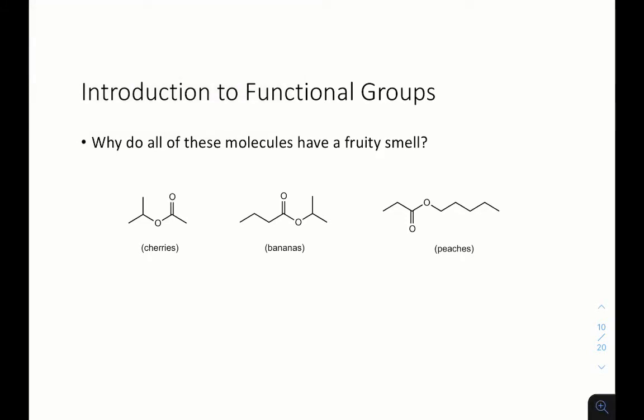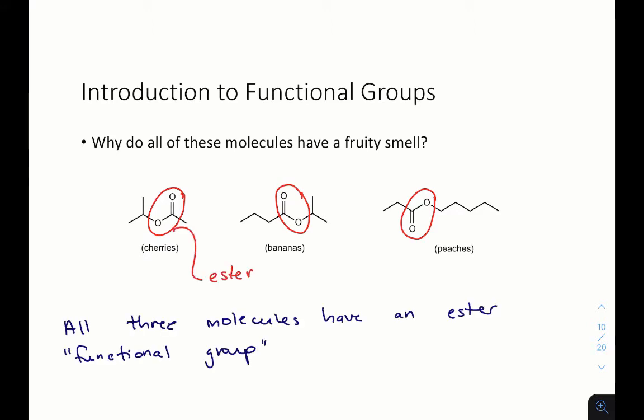All 3 of these molecules have this group of atoms in common. This group of atoms is referred to as an ester. And because each one of these molecules has an ester functional group, each of them has a fruity smell.